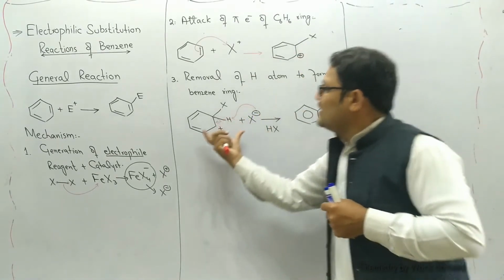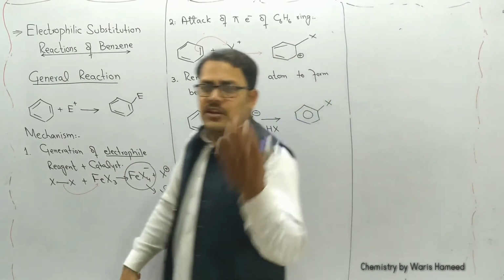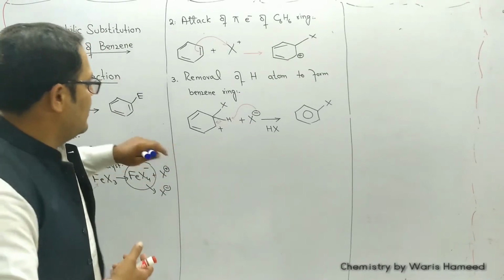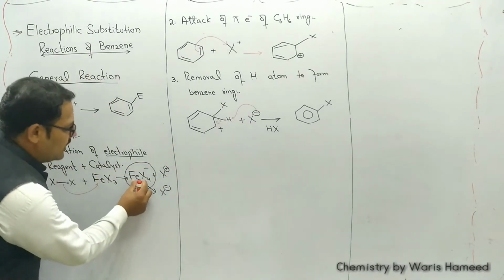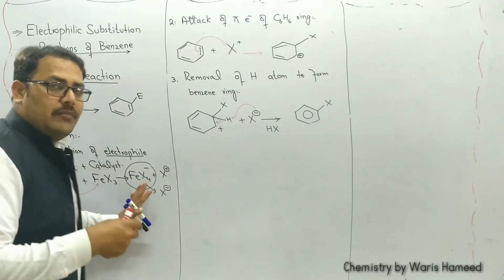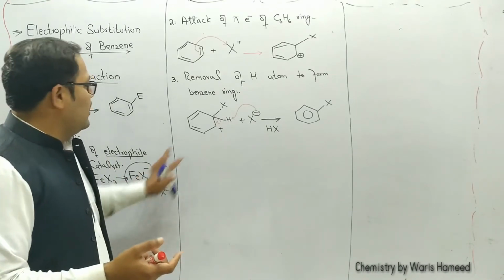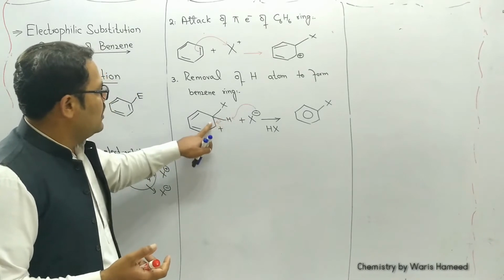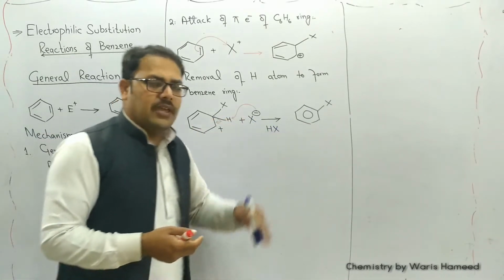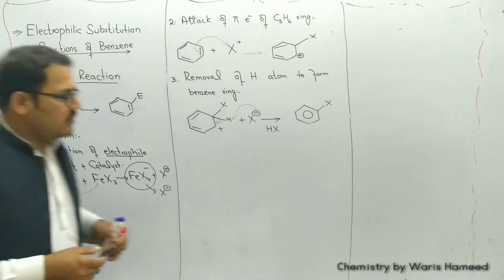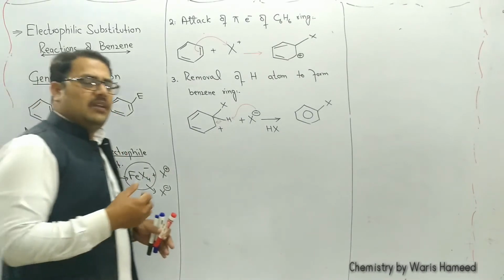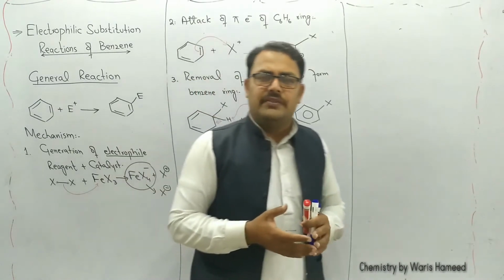So in the next step, there is the reformation of benzene ring or regaining of aromatic character, and the negative anion that was formed in first step will pick the hydrogen atom, and these electrons will come over into the benzene ring and form benzene ring again. These three steps are followed by all substitution reactions of benzene.